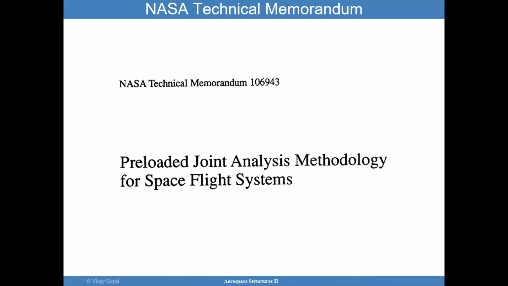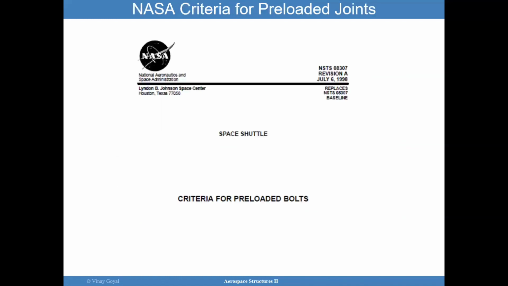We also have the preloaded joint analysis methodology, which is NASA Tech Memo 106943, fairly consistent with the NASA 5020. We also have another one called Criteria for Preloaded Bolts. That one was released in July 6, 1998. My point is that you're going to find in the literature various sources on how to deal with preloaded bolted joints.